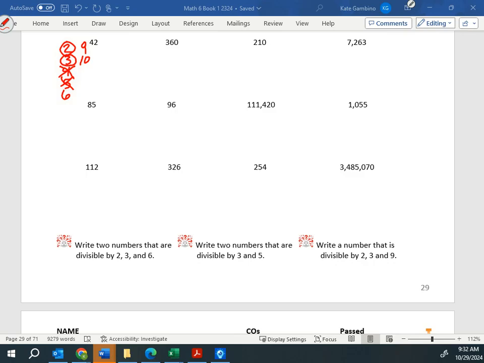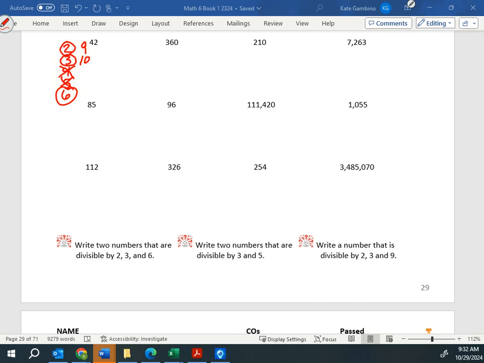Without using your math facts, use the rule. What's the rule for being divisible by 6? If 2 and 3 can go into it. If it's divisible by 2 and 3, and it is. So I know it's going to be divisible by 6 because it's divisible by 2 and divisible by 3.